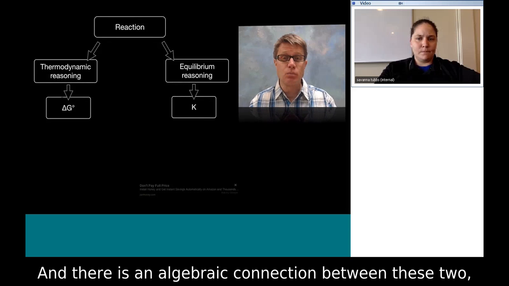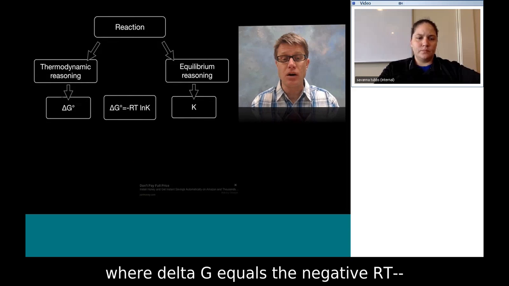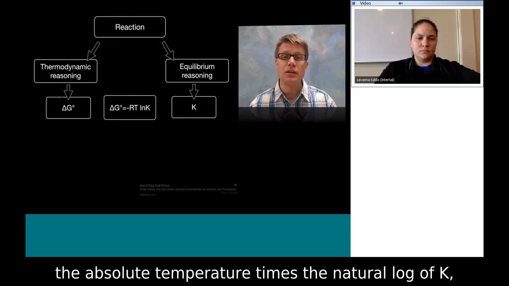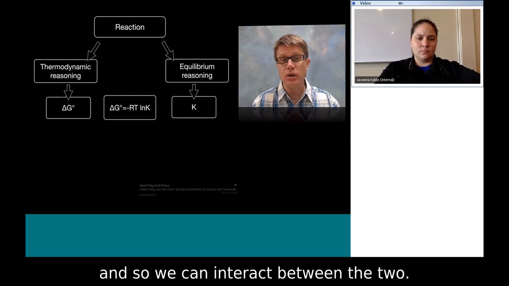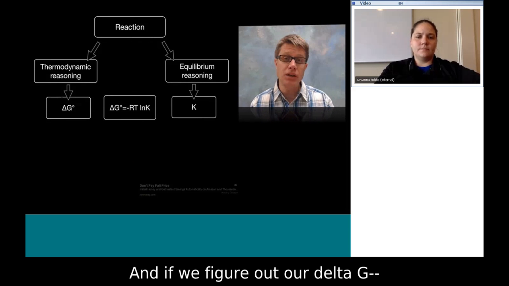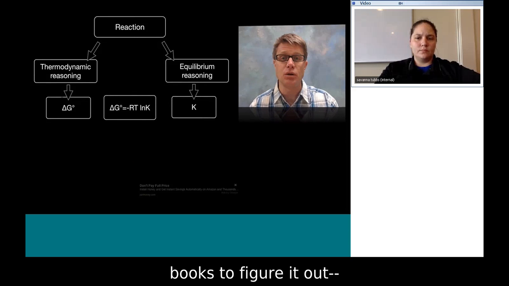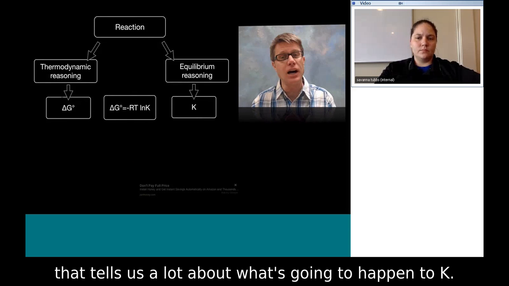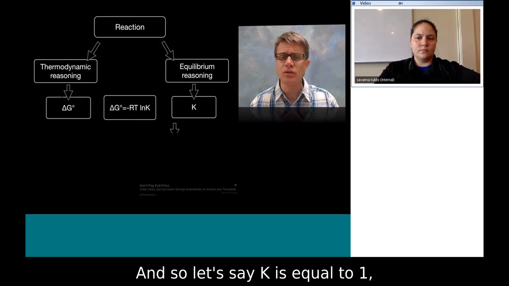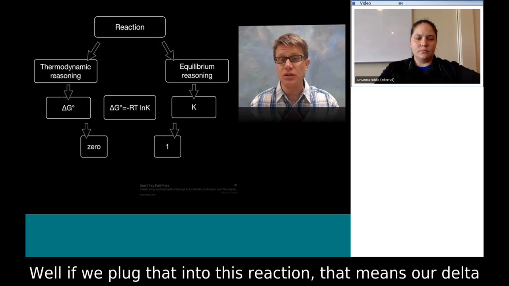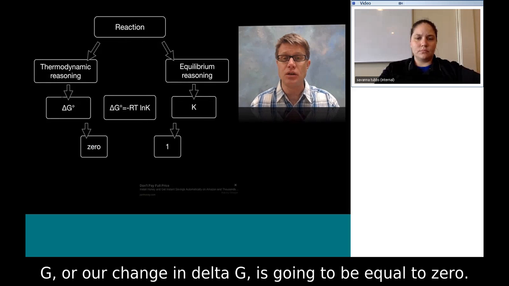There is an algebraic connection between these two, where delta G equals negative RT, so that's going to be the gas constant times the absolute temperature times the natural log of K. And so we can interact between the two. If we figure out our delta G, which you could do using the appendix in the back of most chemistry books, that tells us a lot about what's going to happen to K. Let's say K is equal to 1. We have an equal amount of reactants and products. If we plug that into this equation, that means our delta G is going to be equal to 0.